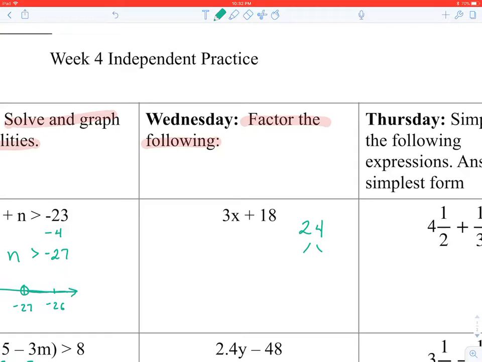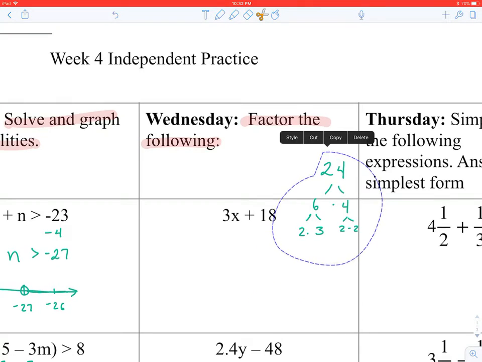So I just want to remind you that factors are the numbers that can be multiplied by each other to equal a larger number. So the factors of 24, for example, can be 6 and 4, and then the factors of 6 are 2 and 3, factors of 4 are 2 and 2, and then we call these prime factors. Well, what we're going to be doing here is finding what two quantities we can multiply to give us 3x plus 18.